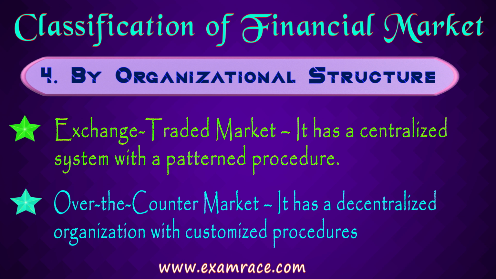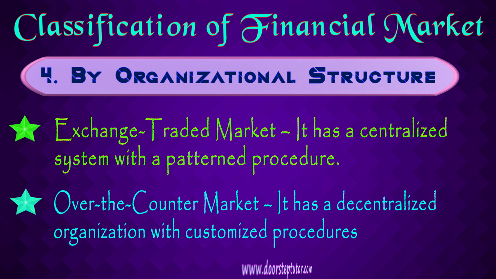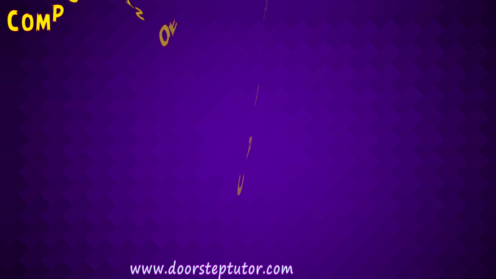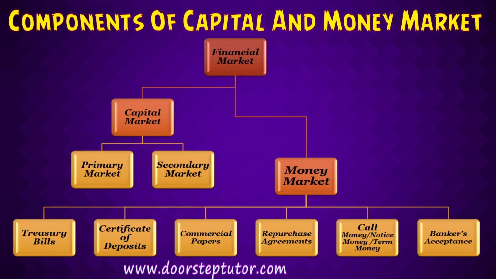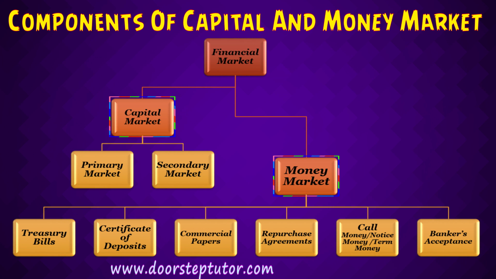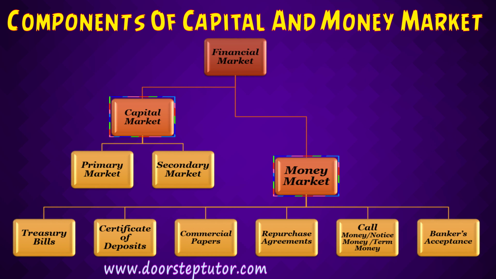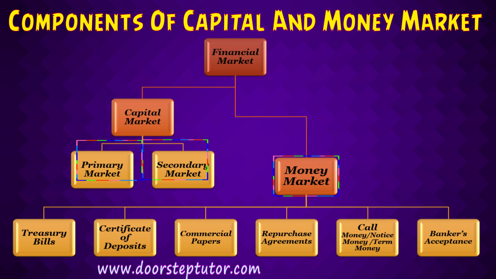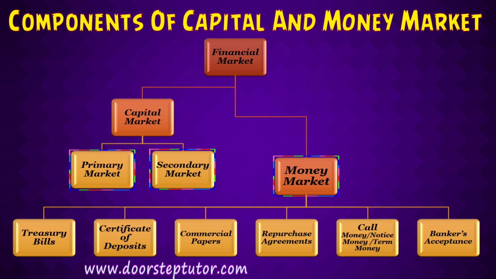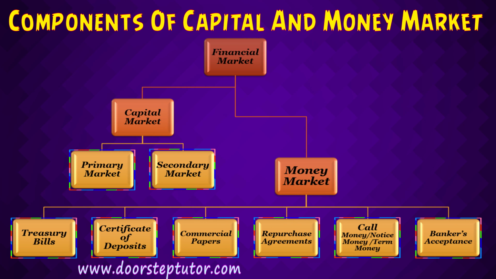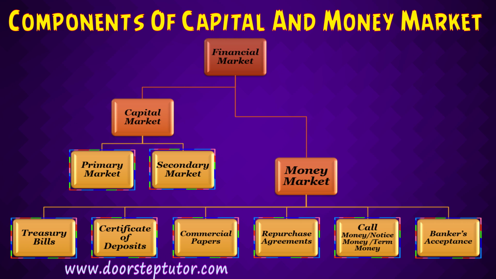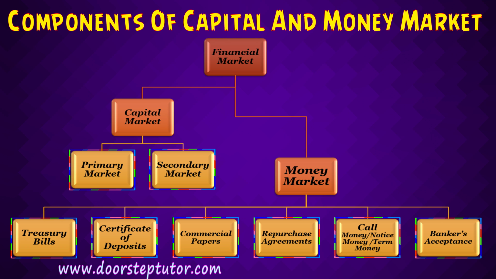In this video we will discuss only capital market and money market and their components in detail. Next topic is components of capital market and money market. We have seen that types of financial markets are capital market and money market. And if we talk about components of capital market, then primary market and secondary market are the components of capital market, whereas components of money market are treasury bills, certificate of deposits, commercial papers, repurchase agreements, call money, notice money and term money, and last is bankers acceptance.